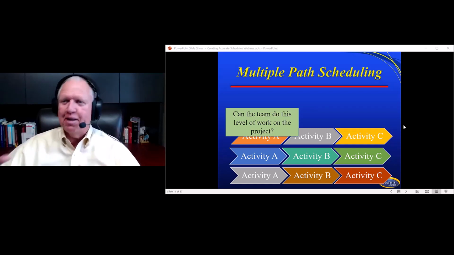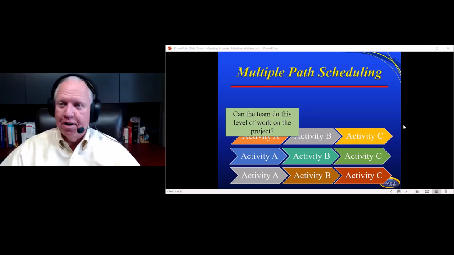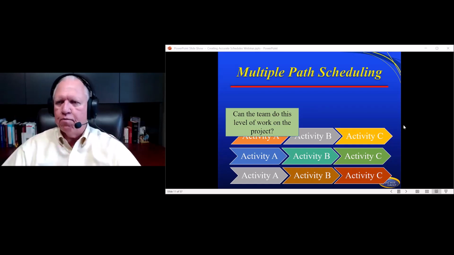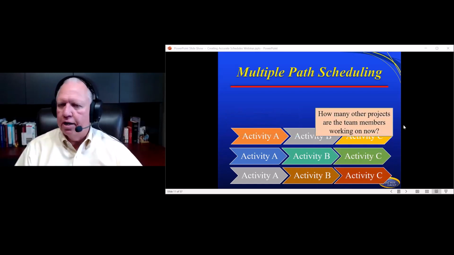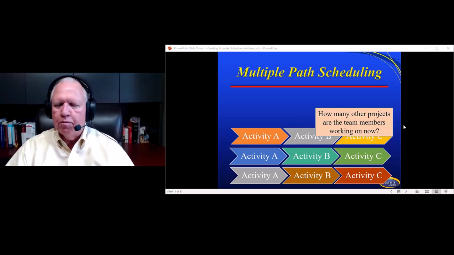And then, oh, guess what? Here comes number 3, and you've got that third one that's now the priority over all the others, and you've got those swapping priorities, and that's just one of the challenges I think that is part of our time right now. How many other projects are the team members working on?